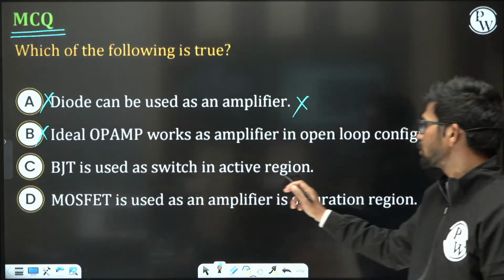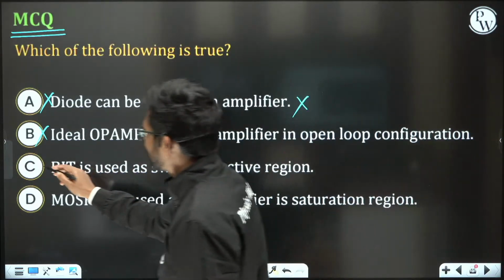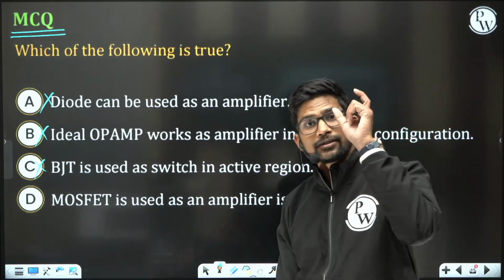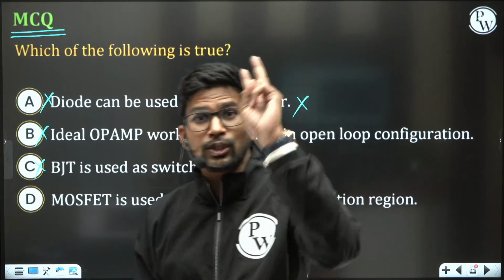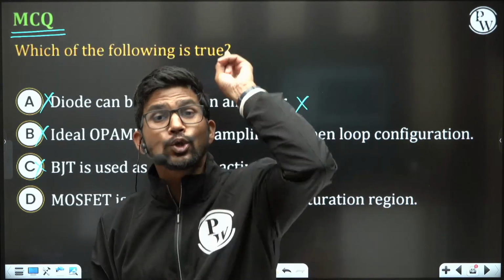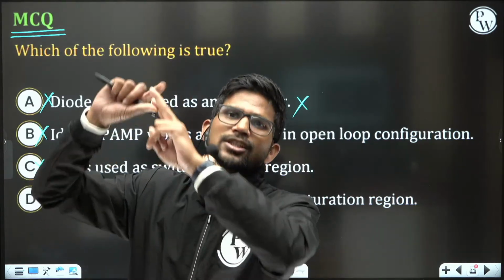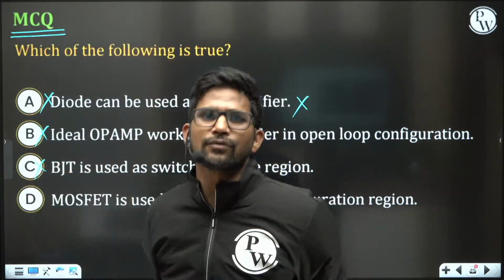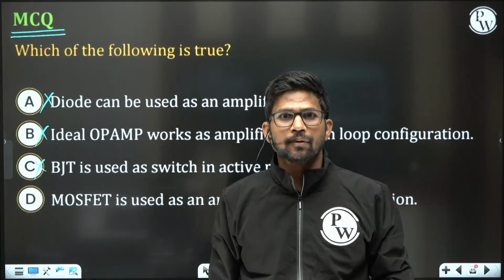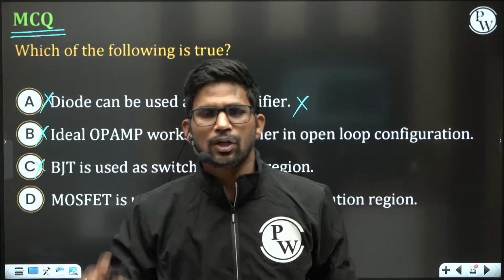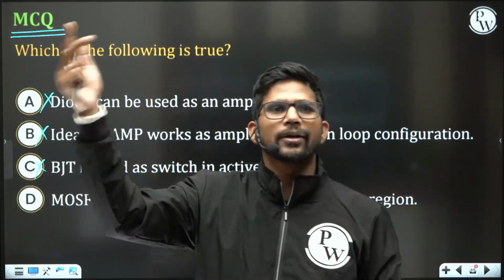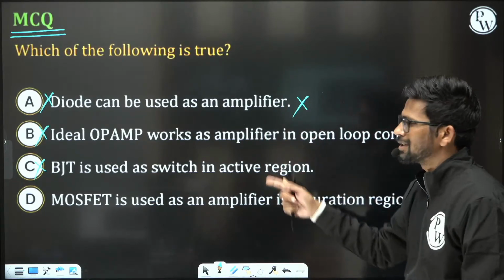BJT is used as a switch in active region. No, in active region BJT is used as an amplifier. For a switch you need two regions, one for the on condition and one for the off condition. So cutoff plus saturation together can work as a switch: cutoff for the off condition, saturation for the on condition. So these three options are wrong.